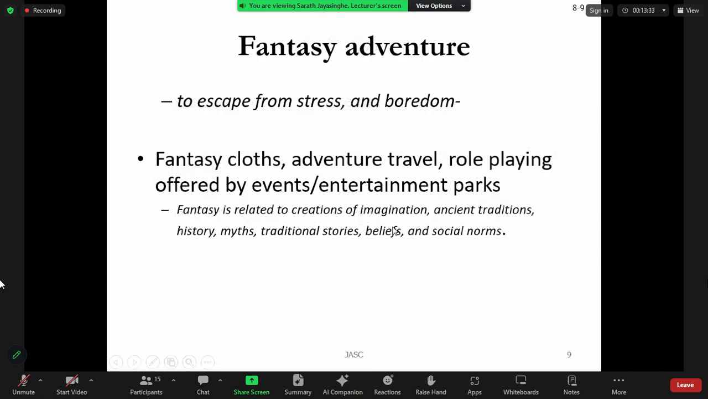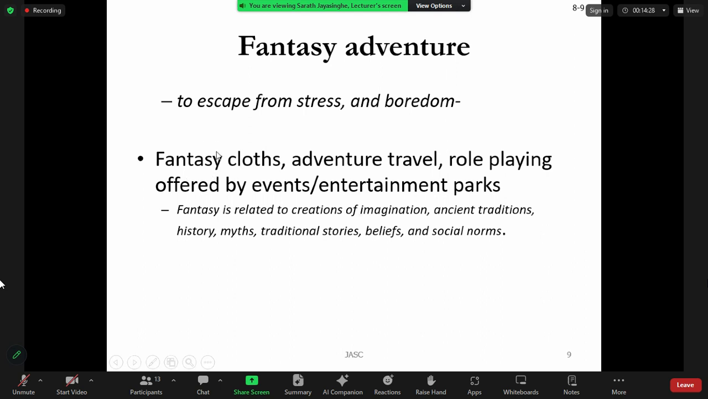And then another one, fantasy adventure, right? Fantasy adventure means to escape from stress and boredom. While we are working and while we are living, sometimes we may feel some kind of stress due to different reasons, maybe job concerns or family problems, and there may be a lot of activities and commitments in family life. Therefore, you may feel some stress and boredom because of office workload, right? Then you are trying to escape from that boredom or stress.